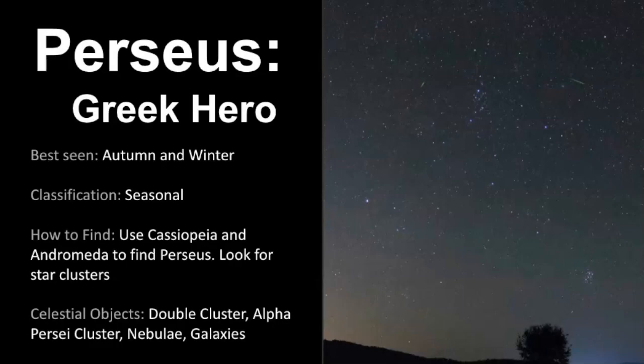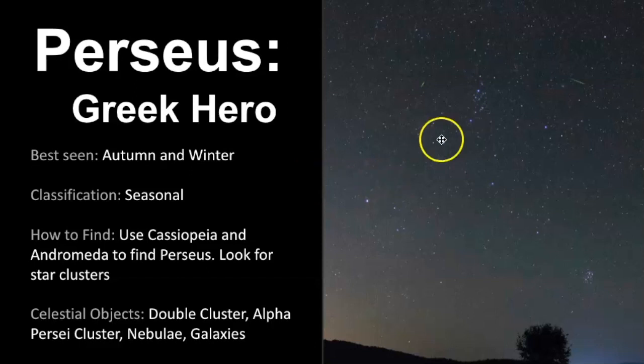We've come to the end of our video about Perseus and all the cool celestial objects that are situated within the boundaries of this constellation. So let's review some things about this constellation, how to find it, and what is located inside of it. Perseus is represented as a Greek hero, and it's best seen in the autumn and winter months. It's classified as a seasonal constellation, and the best way to find it is to use Cassiopeia and Andromeda.